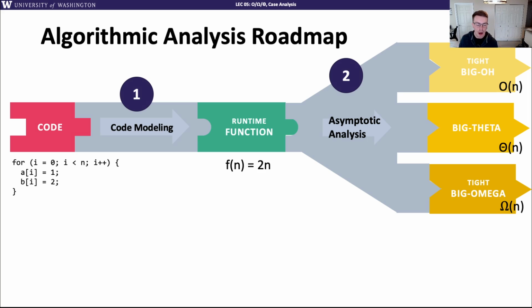So where are we in our pipeline? We've just expanded that asymptotic analysis. You now have a choice on what you want to report. You could report one, you could report all three, whatever you're trying to convey. In the next video, we're going to talk a bit about code modeling and show you some other choices you can make there.